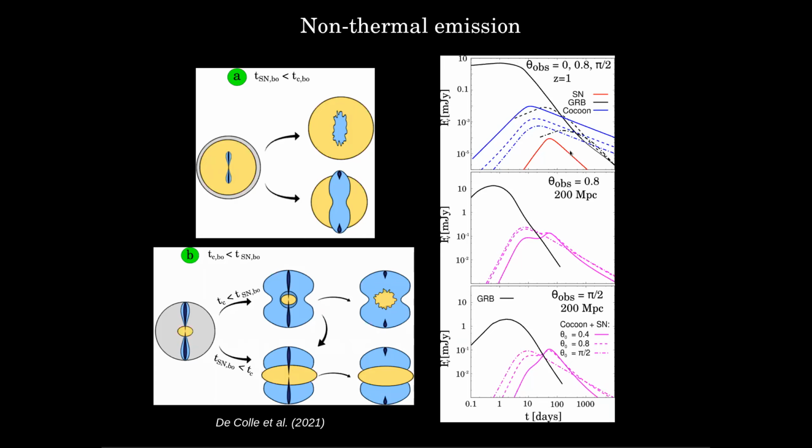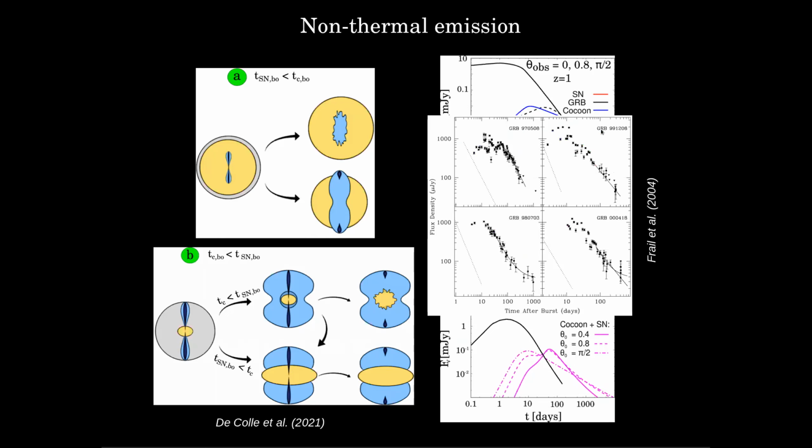For the supernova, here I'm assuming that it is spherically symmetric, so there is no dependence on the observing angle. The cocoon has a weak dependence on the observing angle because it's elongated, but more or less spherical, okay? So at the beginning, the GRB dominates if it's seen on axis. If it's seen off axis, already the cocoon can be important at early times. At late times, it seems that the cocoon can dominate the emission.